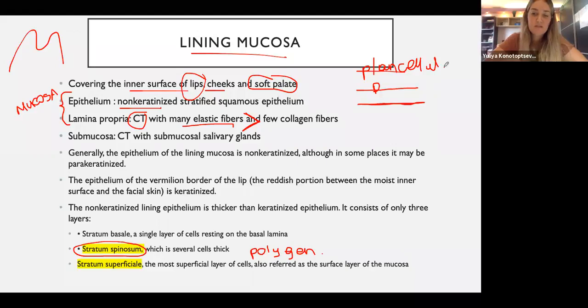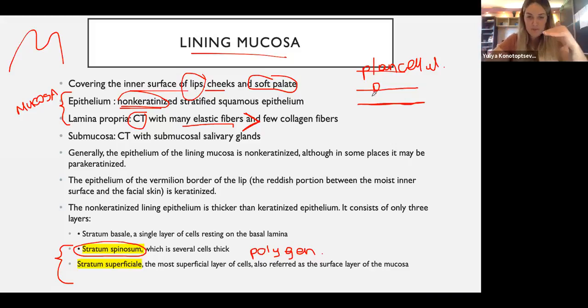So I repeat, in this university, we do not use the book names. We have our own for them. So the non-keratinized epithelium has three layers. It is called basale. This is the most basal one, the most bottom one. Then we have polygonale. Then we have planocellulare. Could you tell me, how do you know that the epithelium is non-keratinized?